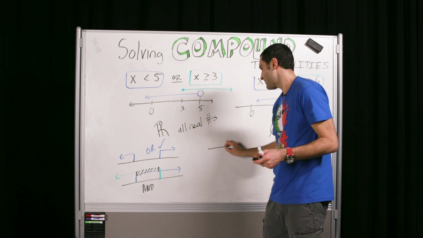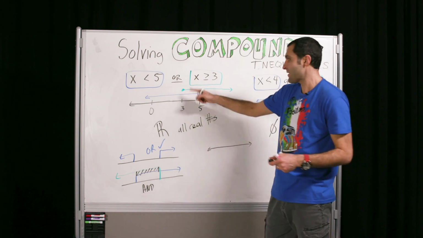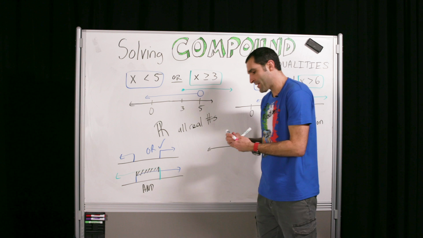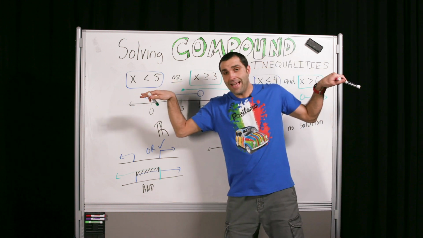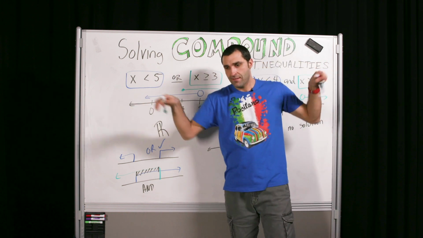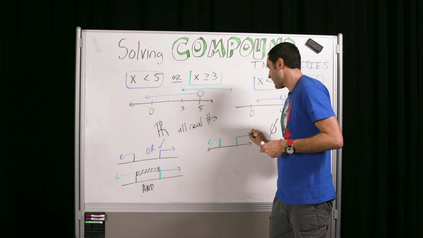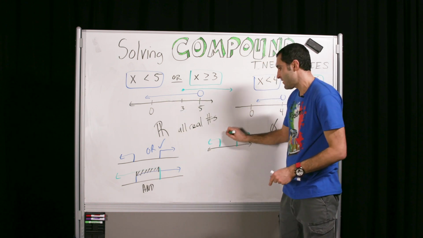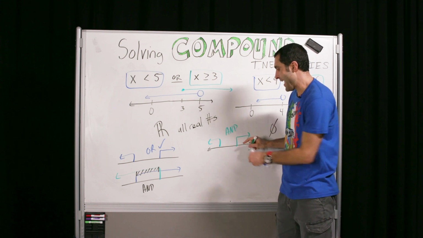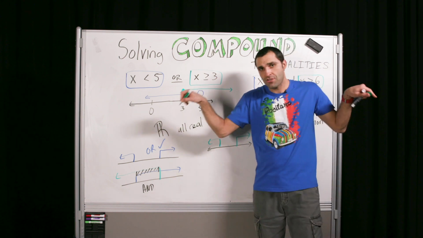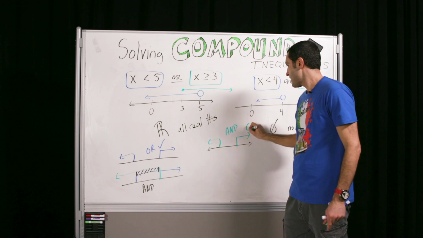But this one here, what happens if you have "and" like that? Try that. Is it possible to have overlap here with this "and"? So if this is an "and" problem, when they diverge like this, there is no solution.